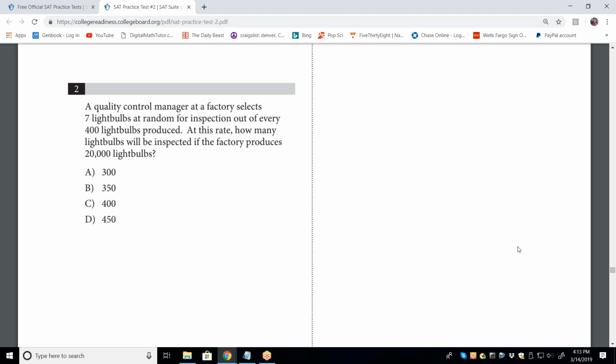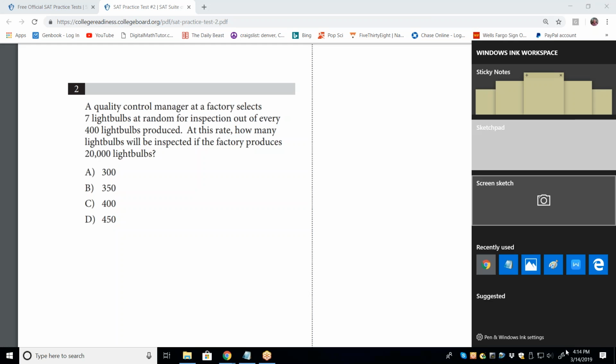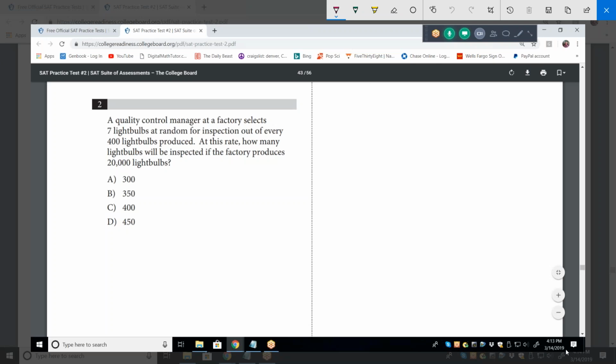What are you going to do here? What's your process going to be on this? I would first set up a proportion, so I would put 7 over 400 equal to x over 20,000. Okay, usually on these proportions you're right. You can go either way, and I think this is probably correct, and you're fine doing it that way. Let me just give you a different outlook.